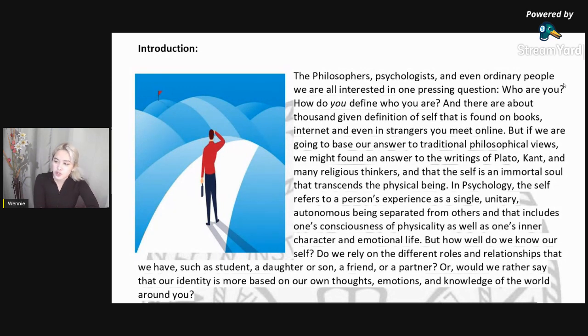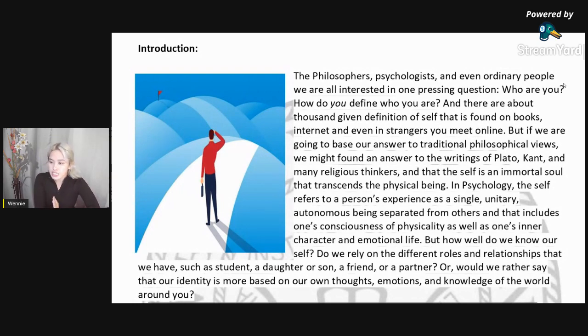But in psychology, the self refers to a person experienced as a single, unitary, autonomous being separated from others, and that includes one's consciousness of physicality as well as one's inner character and emotional life. But how well do we know ourselves? Do we rely on the different roles that are given to us, the relationships that we have, such as being a student, a daughter or a son, a friend or a partner, a boyfriend or a girlfriend?